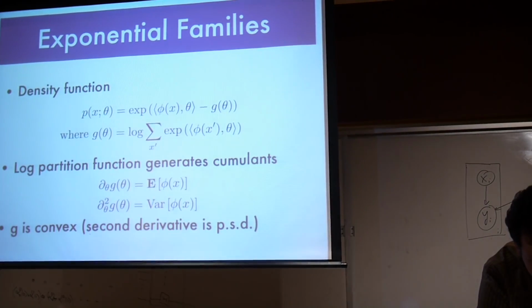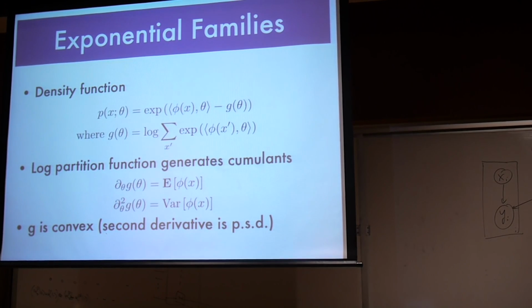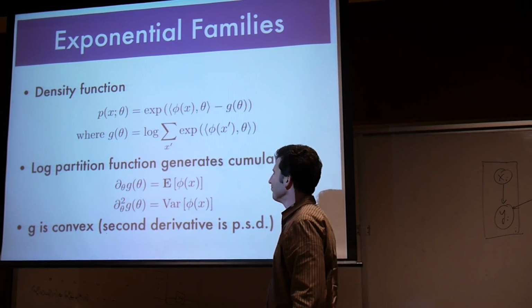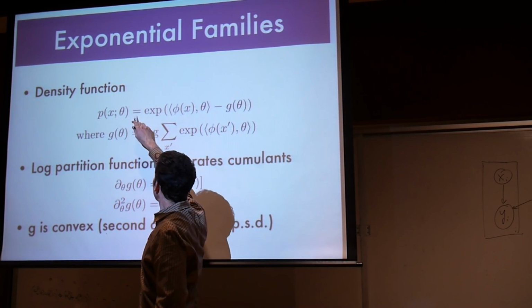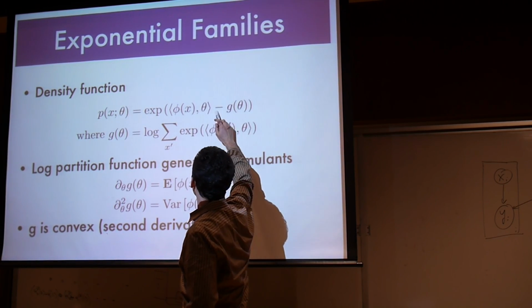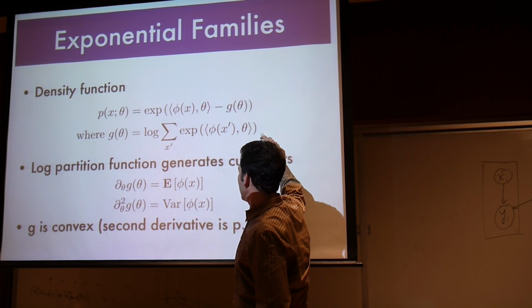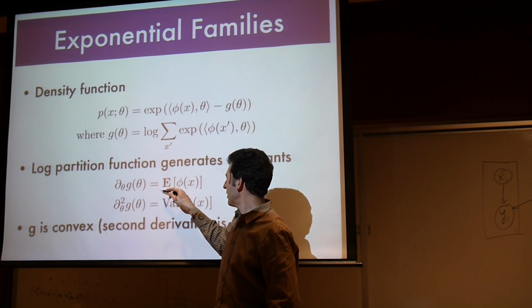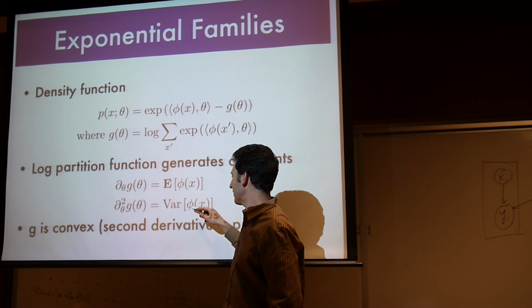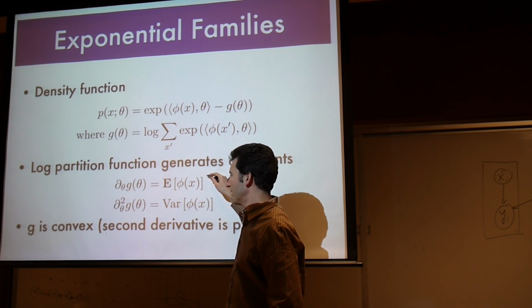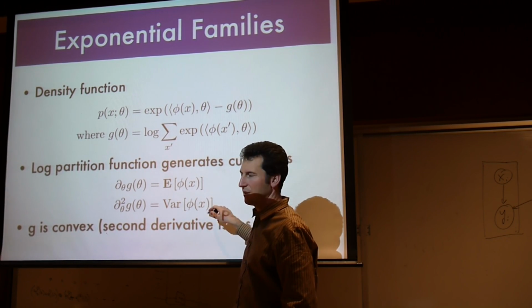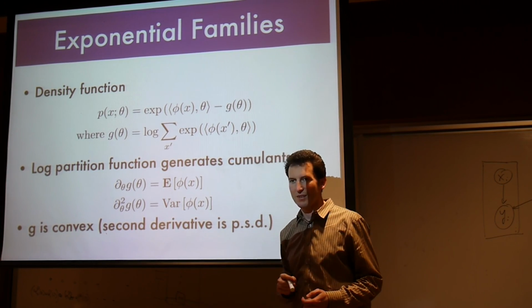So let's just briefly recall exponential families. This is what we used to do. P of x parameterized by theta is e to the phi of x, theta, minus g of theta. This ensures that the probability sums up to 1. And then if I want to compute expected values of those phi of x's and variances of them, I just take derivatives. And, well, that's nice and convex.